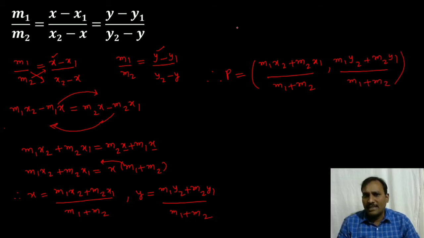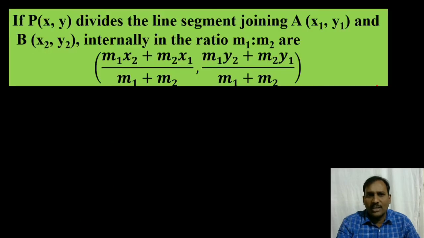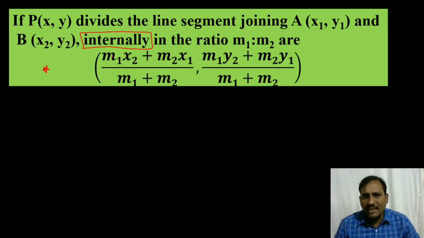So if P is dividing AB, where A is (x1, y1) and B is (x2, y2), in the ratio m1 is to m2, then the coordinates of P are ((m1 x2 plus m2 x1) by (m1 plus m2), (m1 y2 plus m2 y1) by (m1 plus m2)). So you can write like this. This is the section formula, and you have to remember this is internal division.